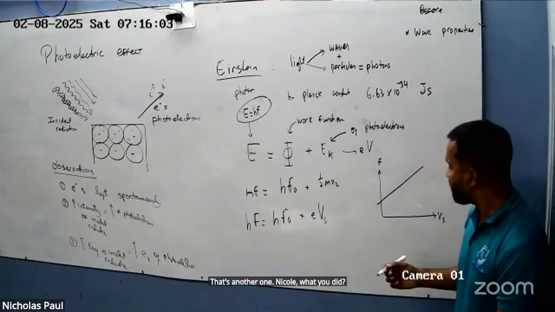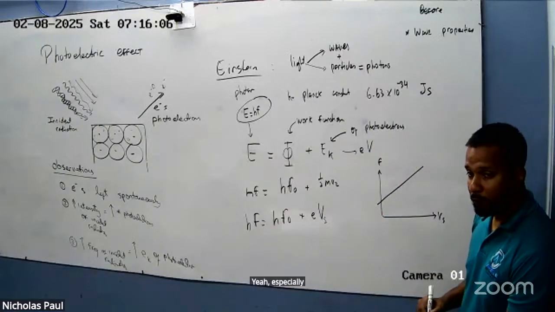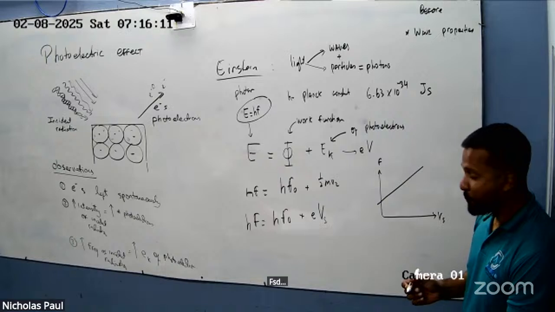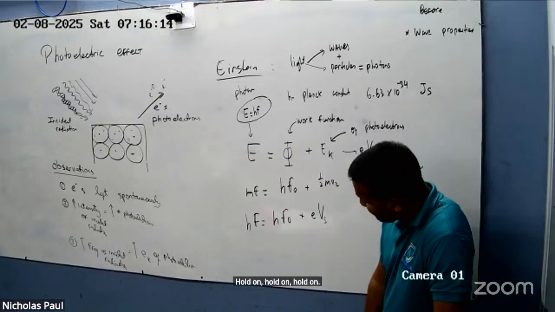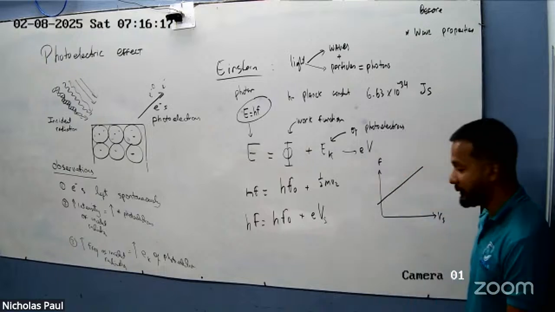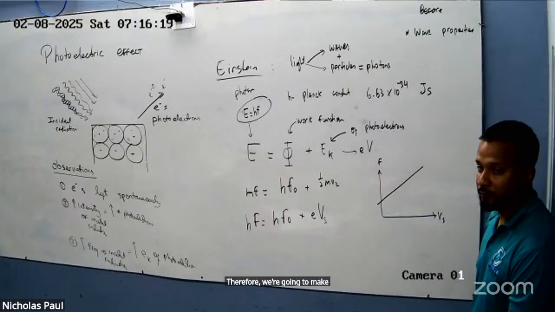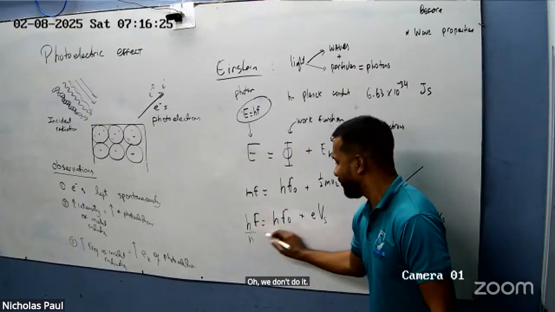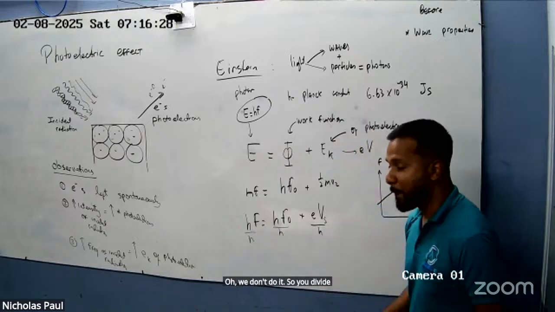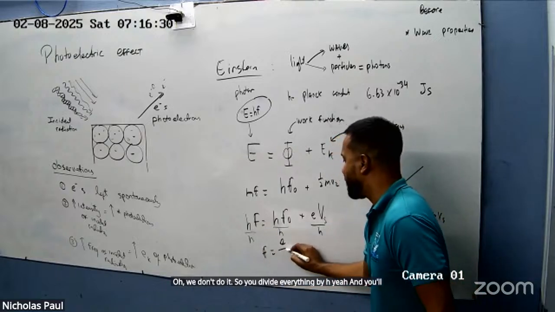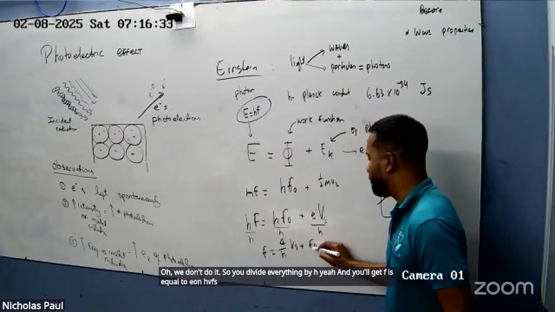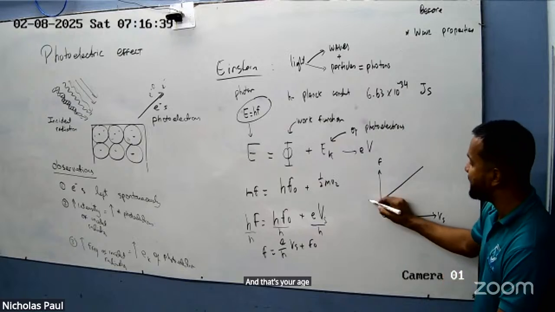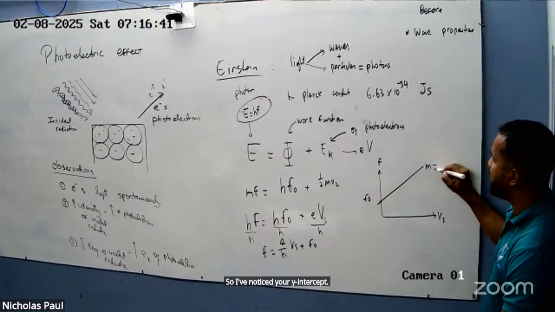The gradient. Yeah. If F is the y-axis and B is the x-axis, therefore we're going to make F equal to whatever plus BS. So you divide everything by H, and you'll get F is equal to E on H VS plus F naught. And that's it. So F naught is your y-intercept and your gradient is E on H.